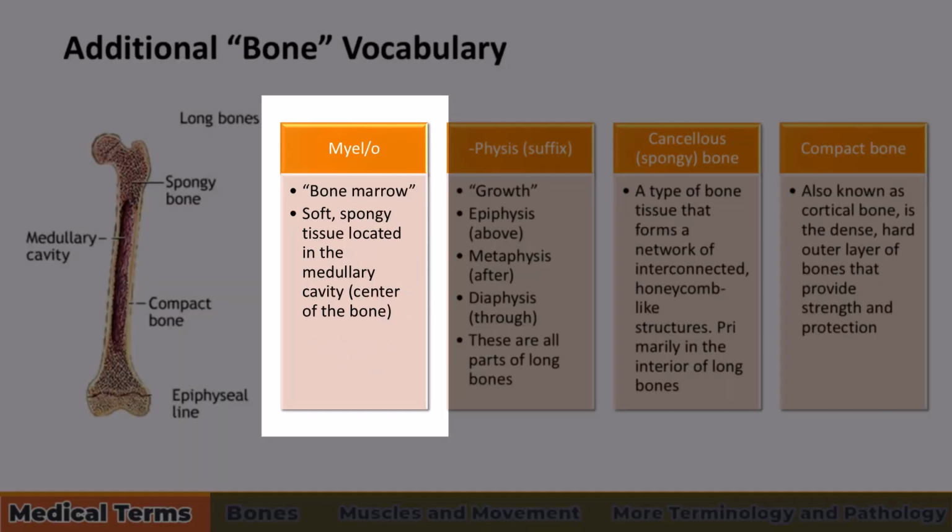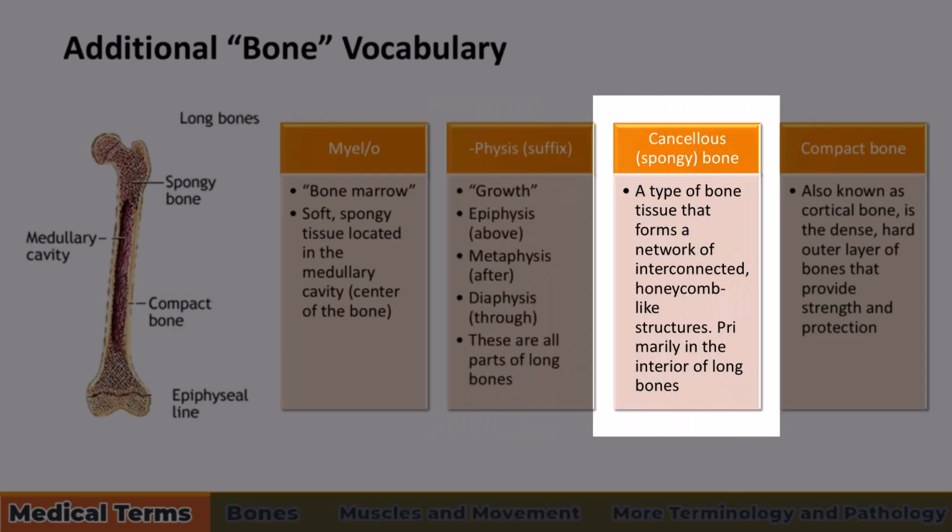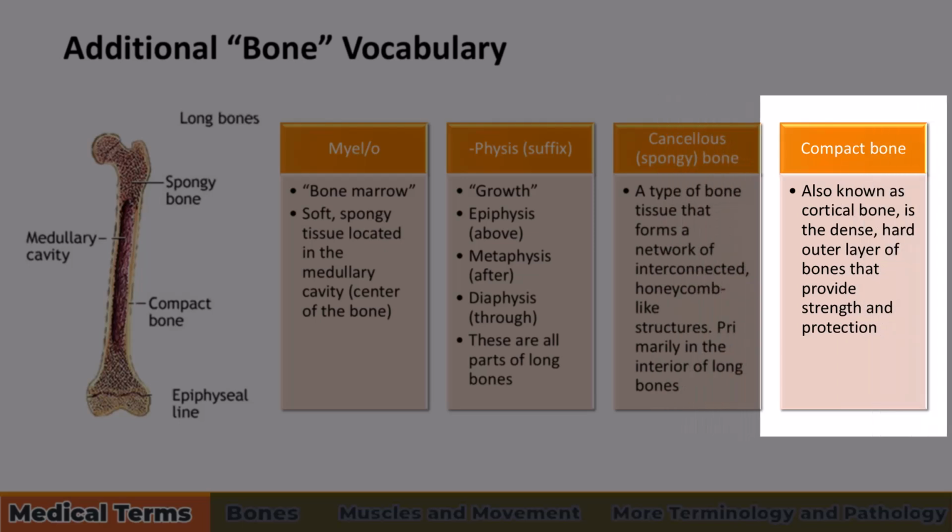Myelo means bone marrow. It's the soft, spongy tissue located in the medullary cavity. Physis is a suffix that means growth. Related examples include epiphysis, metaphysis, and diaphysis. These are all parts of long bones. Cancellous bone, a type of bone tissue primarily in the interior of long bones. Compact bone is the dense, hard outer layer of bones that provides strength and protection.